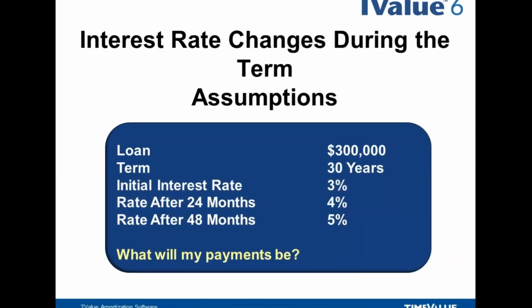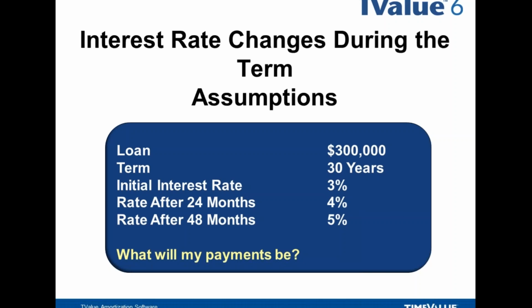So let's look at our example. We're going to do a loan of $300,000, a mortgage. We'll have a term of 30 years. We're going to have an initial rate of 3%, sometimes called a teaser. And then after 2 years, we're going to adjust it to 4%. And then after another 2 years, we'll adjust it to 5%.